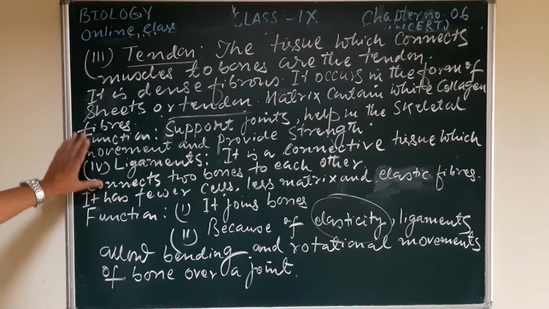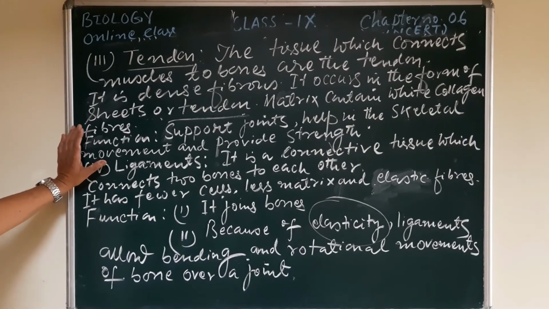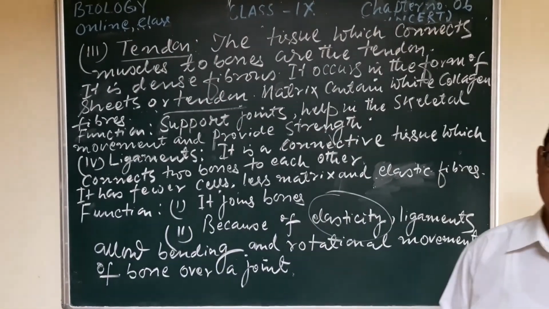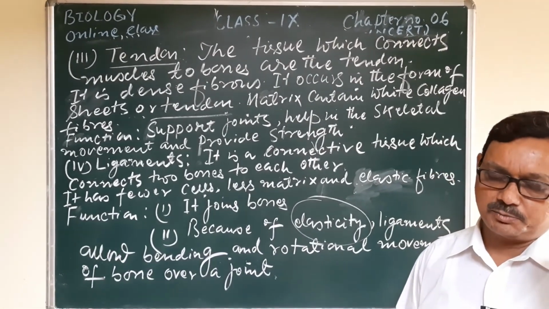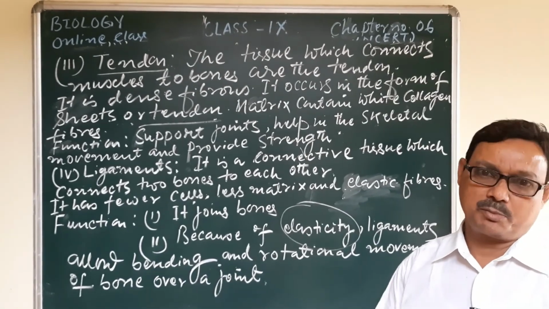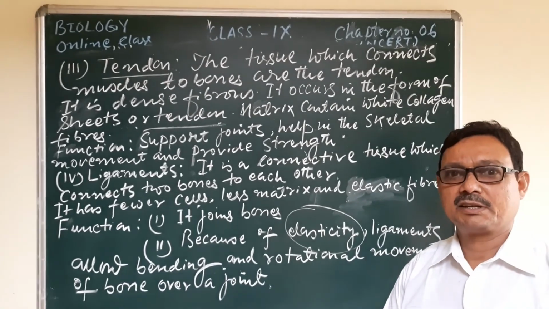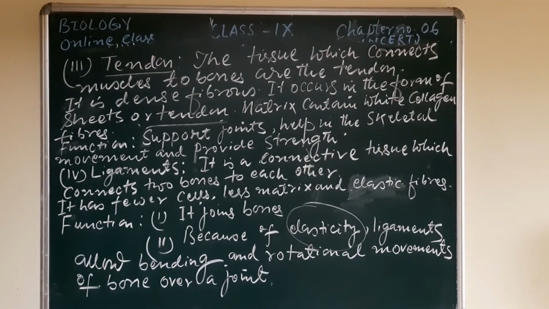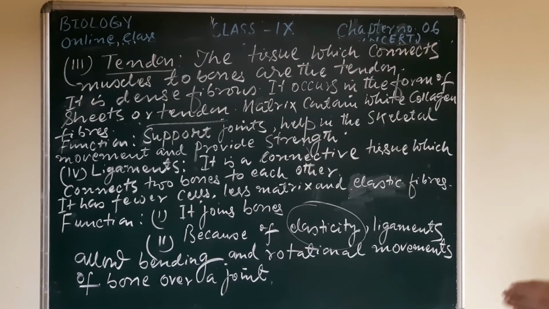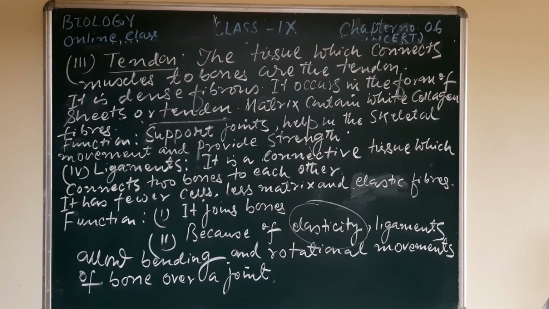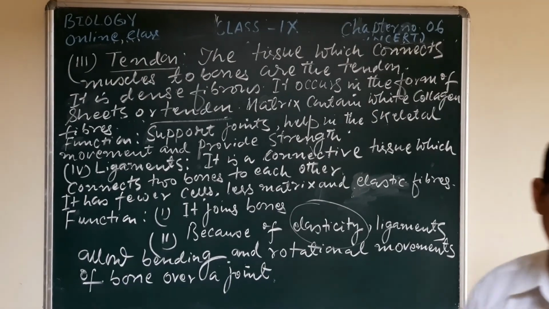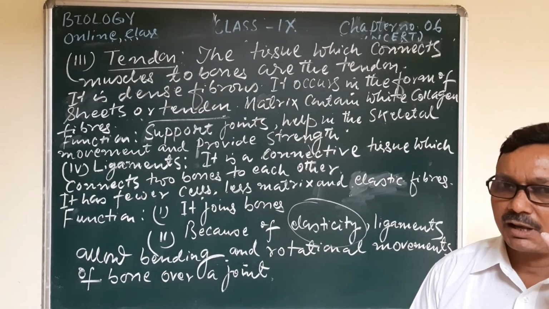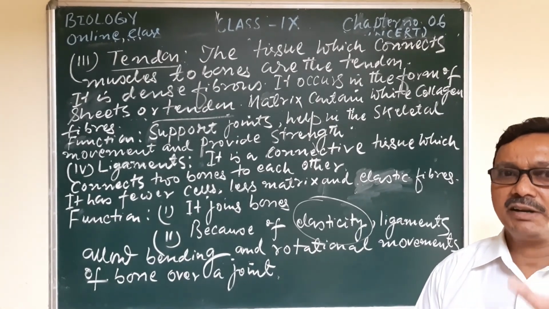So this is the description, a brief idea I have given you about the 4 different types of connective tissue proper. And in the next part we will learn about the skeletal connective tissue and the fluid connective tissue. That means in the next class we will learn about the bone, the cartilage, the blood and the lymph.